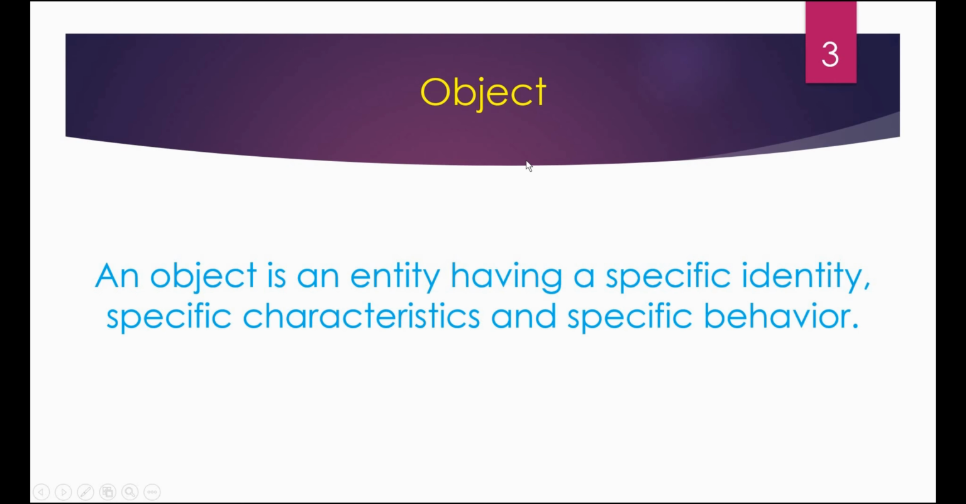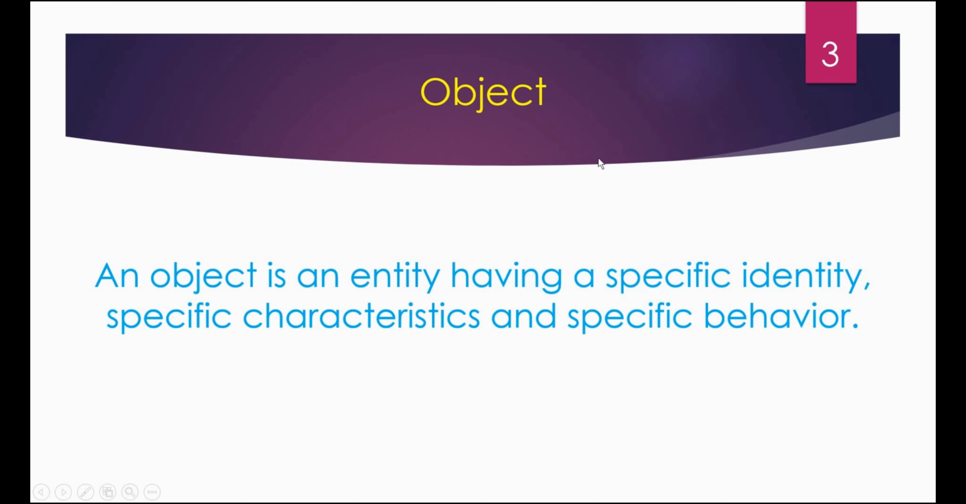The first term, object, is a very common term, and the definition is this: an object is an entity having a specific identity, specific characteristics, and specific behavior. So it's a pretty simple definition, easy to memorize, and you can even write it in your own words once you have understood clearly what an object is.